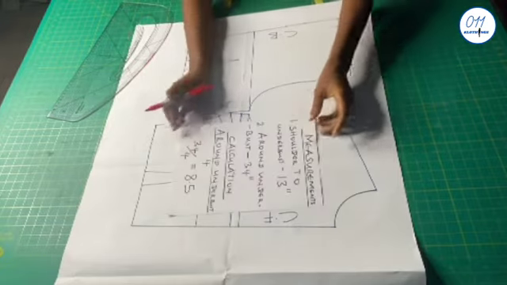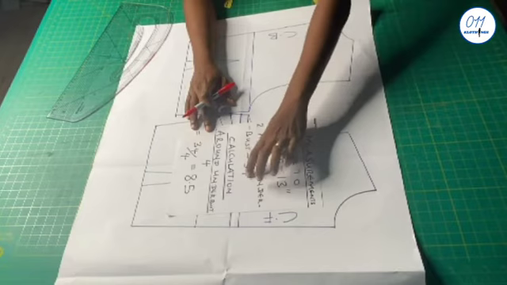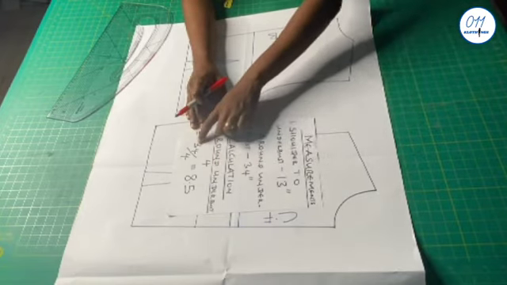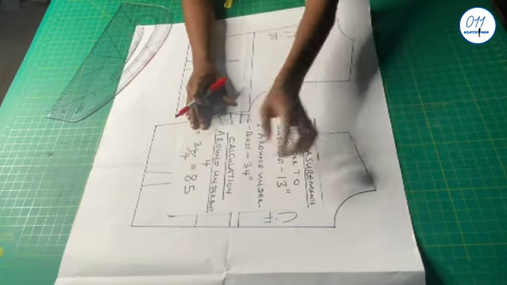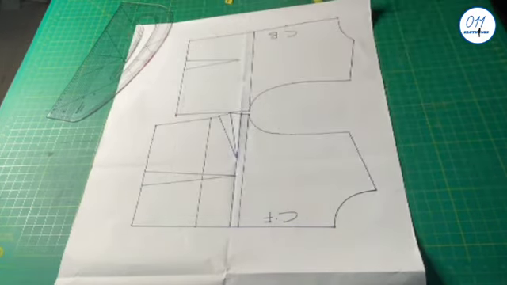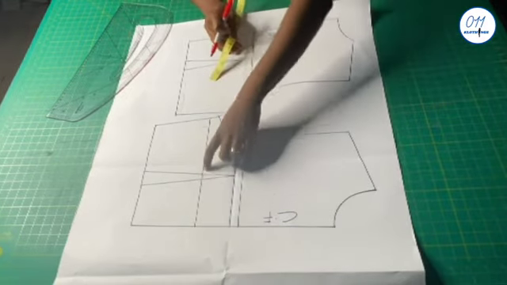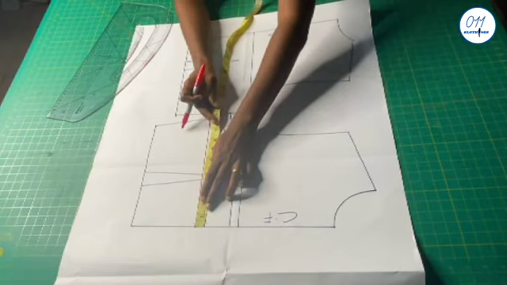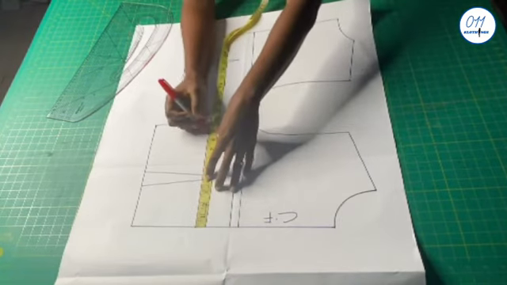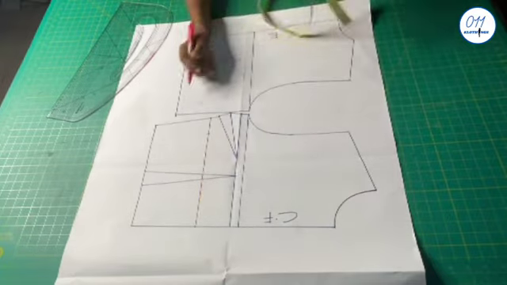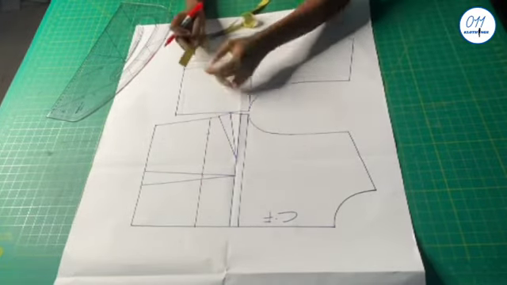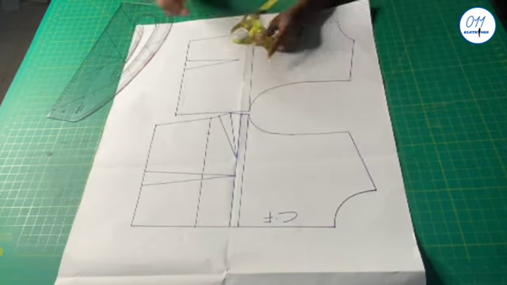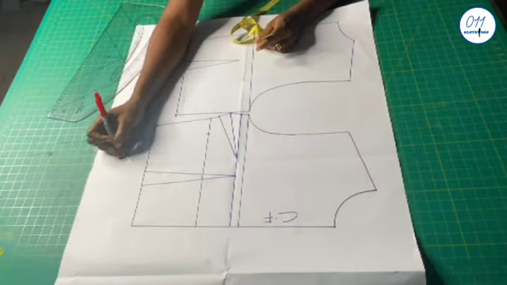My around under bust measurement is 34 inches. I will now divide this by 4, and 34 divided by 4 is equal to 8.5 inches. So on the under bust line, starting from the center front, I will measure and mark 8.5 inches on the under bust line like this. I will measure what I have left, and this gave me 1.5 inches.